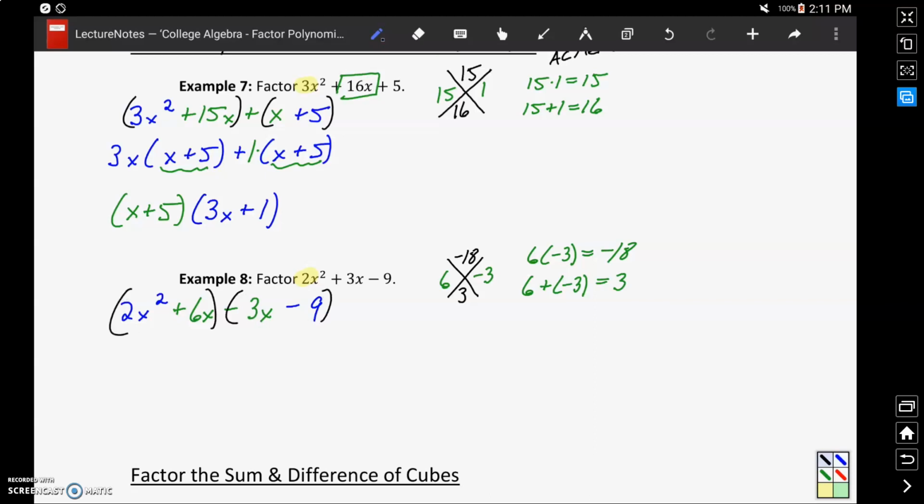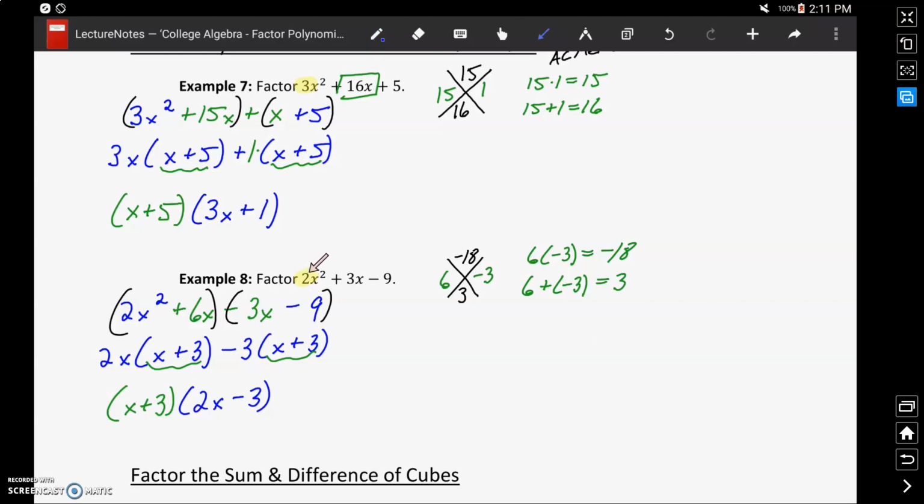We'll consider the first two terms and the last two terms. Between the first two terms, we can factor out 2x, which will leave us with x plus 3. From the second two terms, we can factor out a negative 3, which will leave us with x plus 3 once that sign flips. Again, the expressions that we have inside the parentheses are identical, so we can factor out that quantity x plus 3, and what's left over is 2x minus 3.